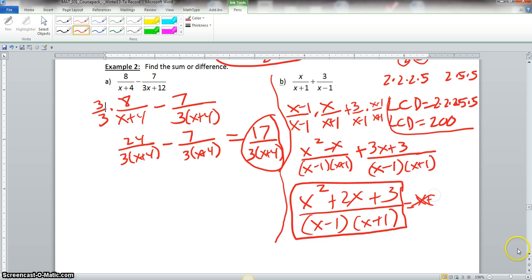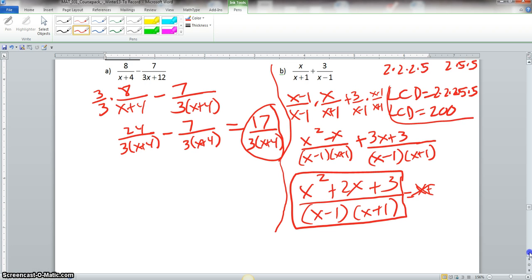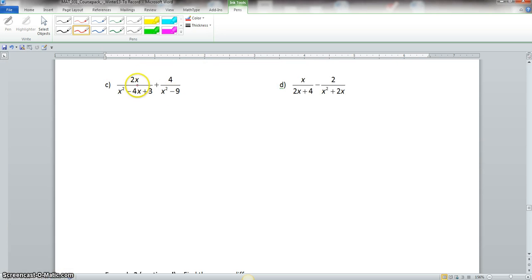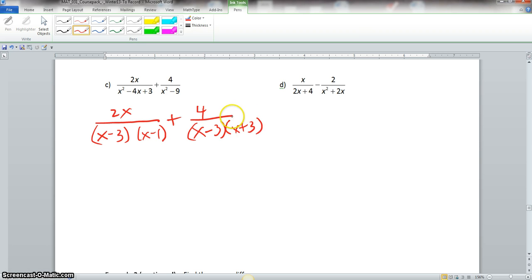Okay, so now we scroll down here. Now we have C here. Now we factor our denominators. Now when we factor x squared minus 4x plus 3, that will give us x minus 3 and also x minus 1. Plus, our numerator here is still 4. It's the difference of 2 squares, so it would be x minus 3, x plus 3.